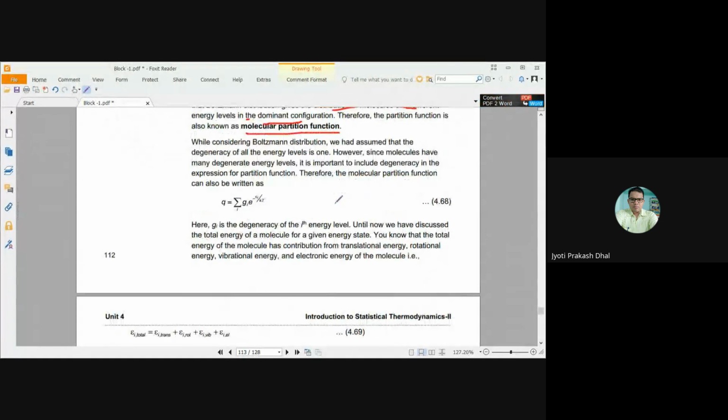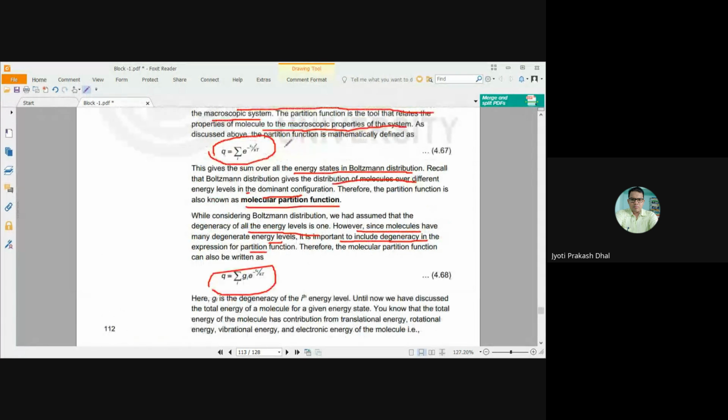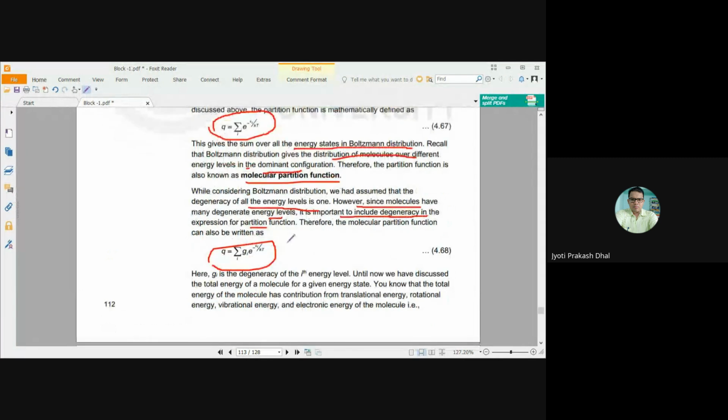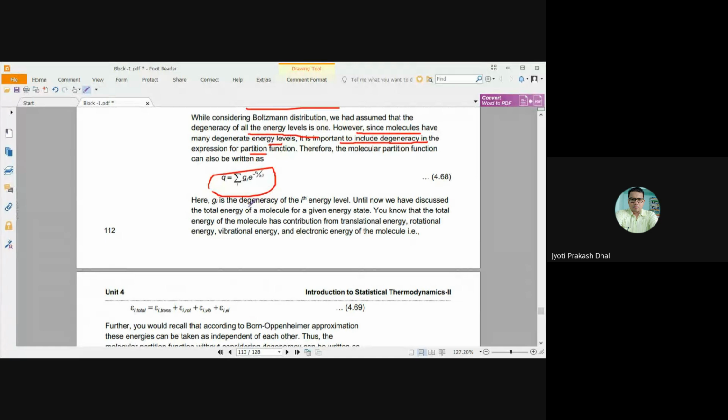While considering the Boltzmann distribution, we had assumed that the degeneracy of all the energy levels is 1. However, since molecules have many degenerate energy levels, it is important to include the degeneracy in the expression for the partition function. Therefore, the molecular partition function should be written as Q equals the summation of gi into e to the power minus epsilon i by kT. Here gi is the degeneracy of the ith energy level.